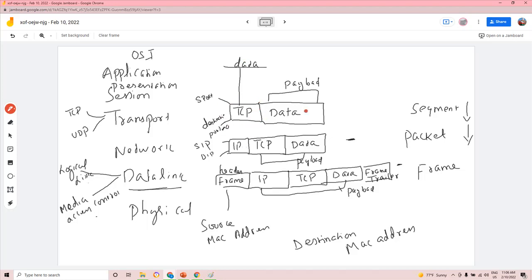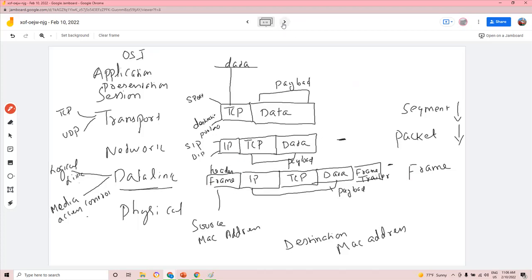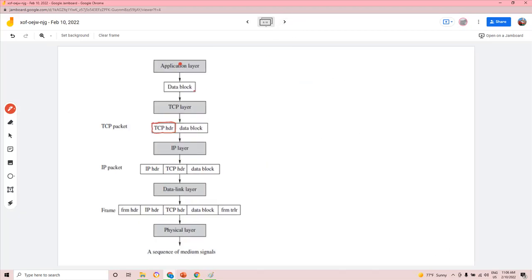Then it is called a segment. Please understand, it is called a segment. When it comes to the network layer, the IP header will be attached. It is called a packet. When it comes to the data link layer, the frame header will be attached. It is called a frame. So the same thing is given. The application layer produces data. When data comes to the TCP layer, the TCP header will be attached. So it is a TCP packet, or we can call it a segment also.